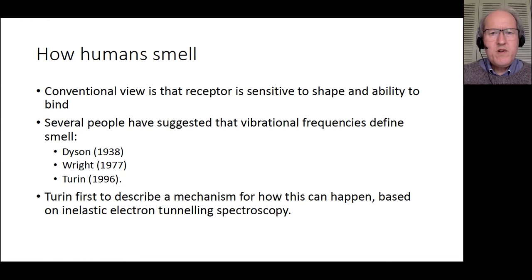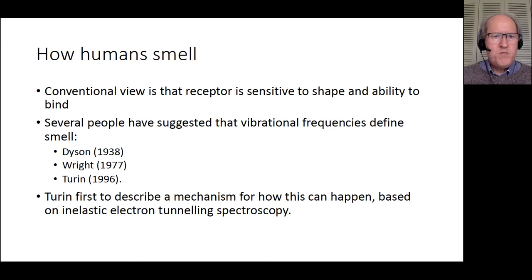So, there are two competing views, and they're not really entirely distinct. There's quite a lot of overlap, I think, really. But the conventional view is that the receptors in our nose operate a bit like enzymes, so that the receptors have some kind of shape and some molecular groups with charges and so on, which allows molecules that arrive to bind or to not bind. And then the receptor identifies those molecules by responding to the degree to which the odorant binds. As we'll see in a moment, there are some difficulties with that view.